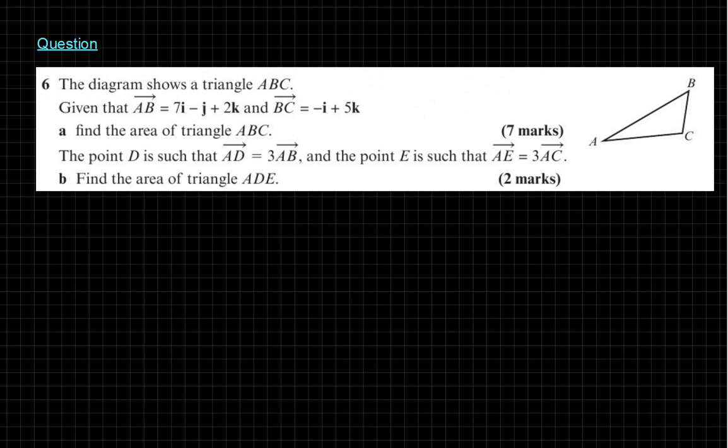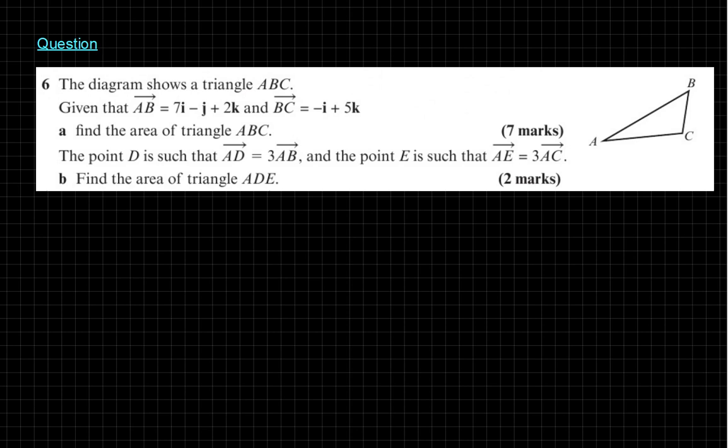So you've got a triangle. You're given the vector from A to B, the vector from B to C, and you need to find the area of the triangle. So you're going to couple what you know about lengths of vectors with, well, I'll give you a hint, but if you don't want it, first have a go at the question. Pause the video now.